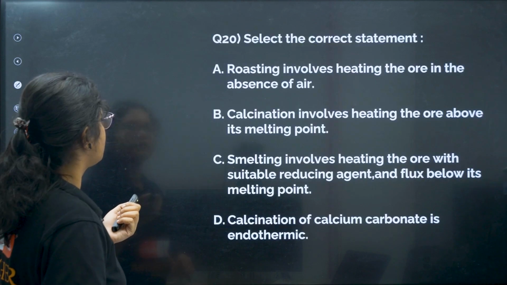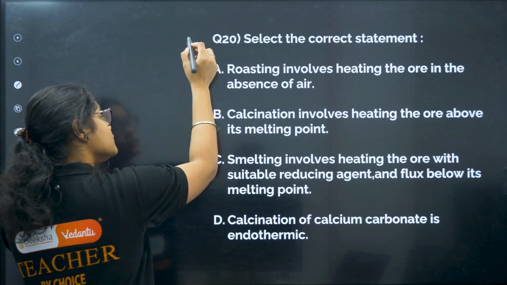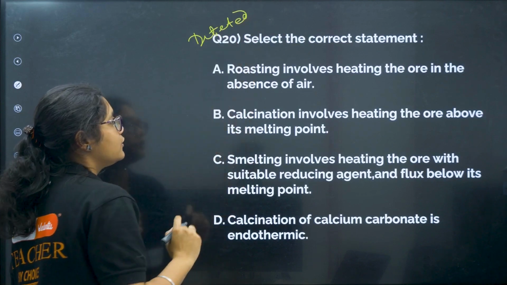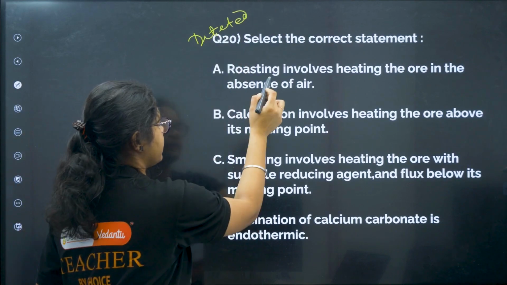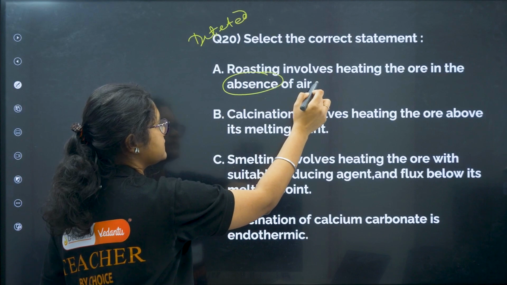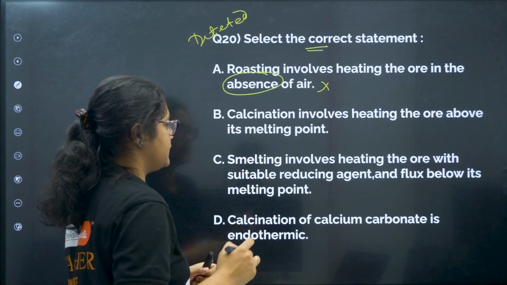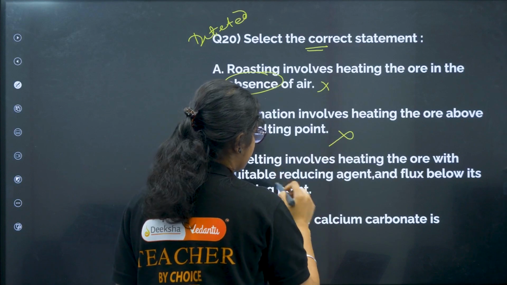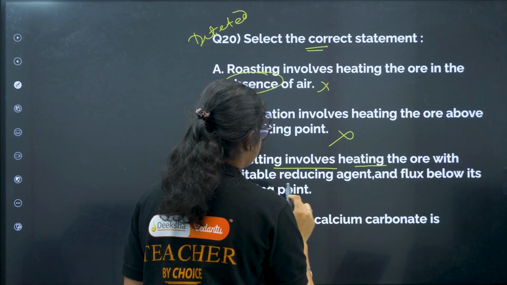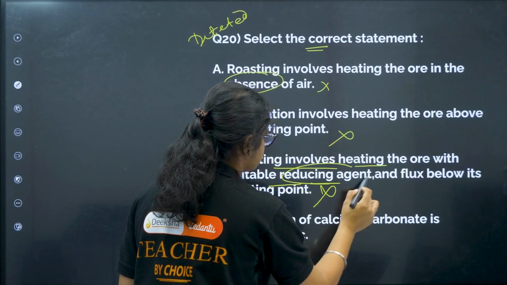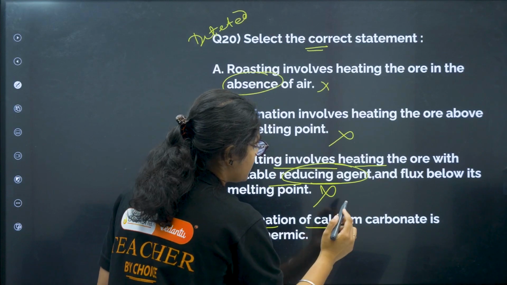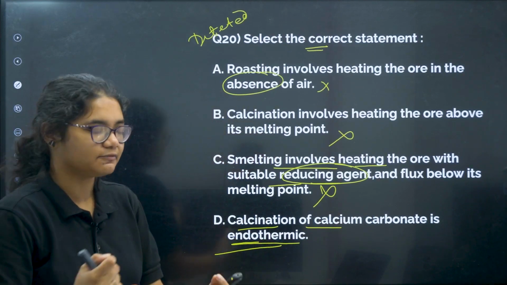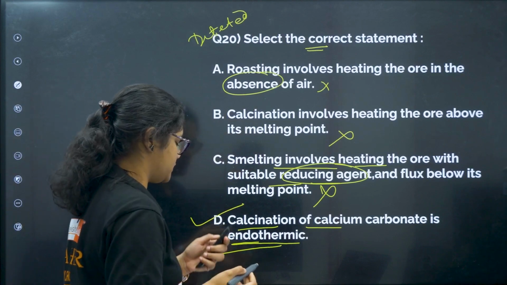Now coming to question number 20. Again, this is from the same chapter, a deleted portion. Roasting involves heating in the absence of air, but it is in the presence of air, so this is incorrect. We need to find the correct statement here. Calcination involves heating the ore above its melting point, this is also incorrect. Smelting involves heating the ore with a suitable reducing agent, this is wrong. Calcination of calcium carbonate is endothermic, yes, this is an endothermic process, heat is absorbed. So the correct statement here is option D.